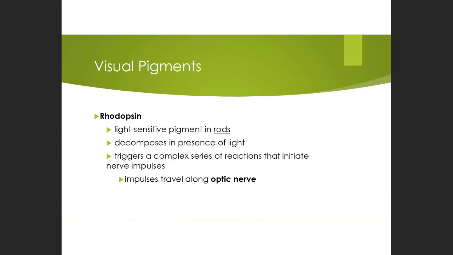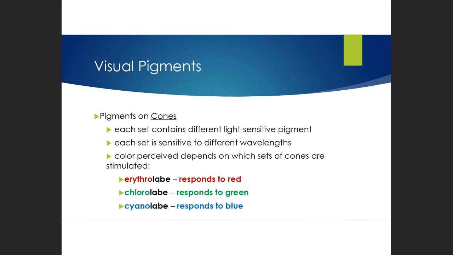So the visual pigments: rods use rhodopsin, and rhodopsin basically decomposes in the presence of light and triggers a complex series of reactions that initiate nerve impulses which travel along the optic nerve. The pigments in cones are erythrolabe, chlorolabe, cyanolabe, and each of these photoreceptor pigments is tuned to a certain wavelength of light which corresponds to color.